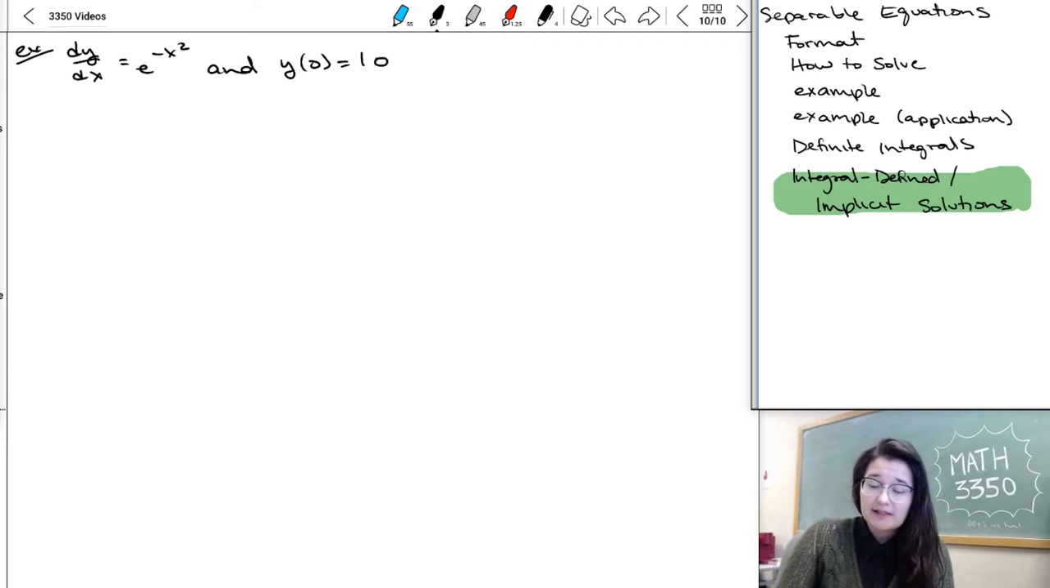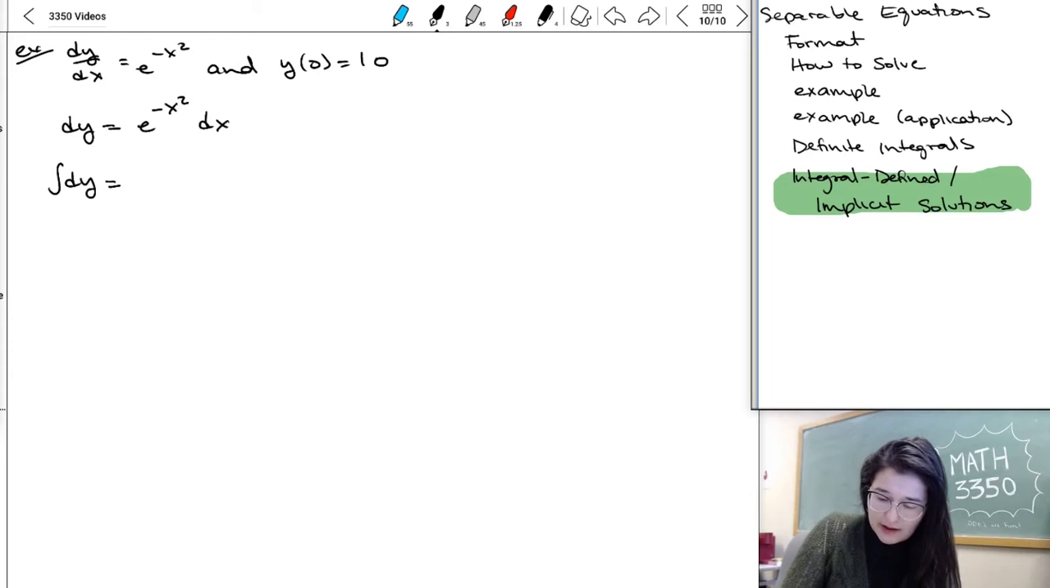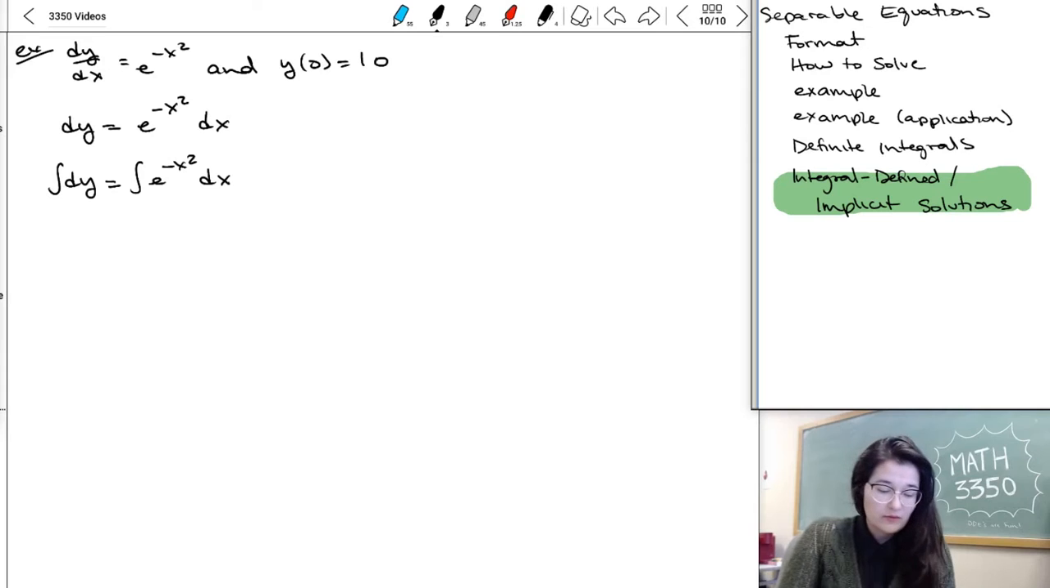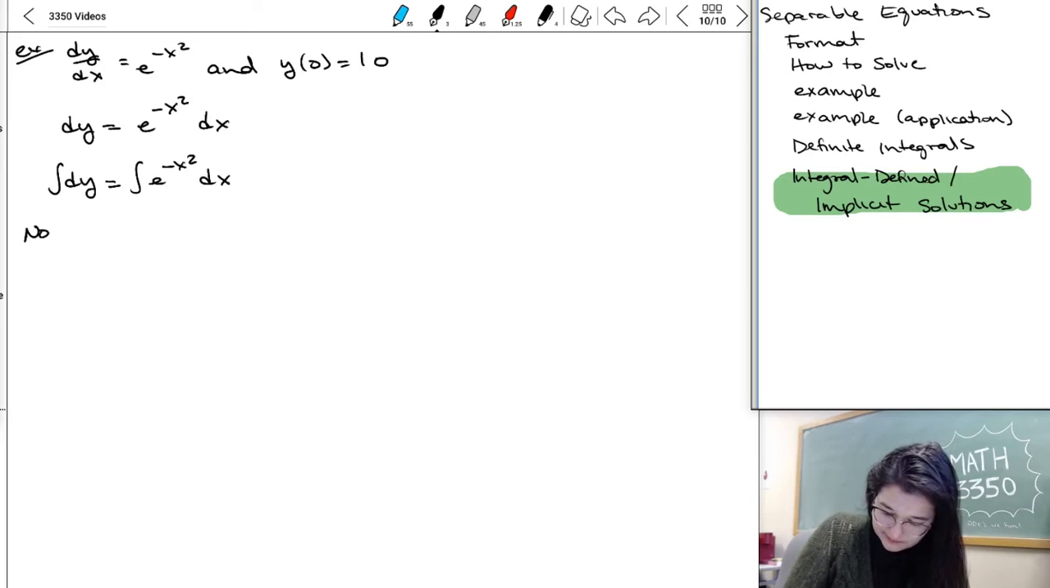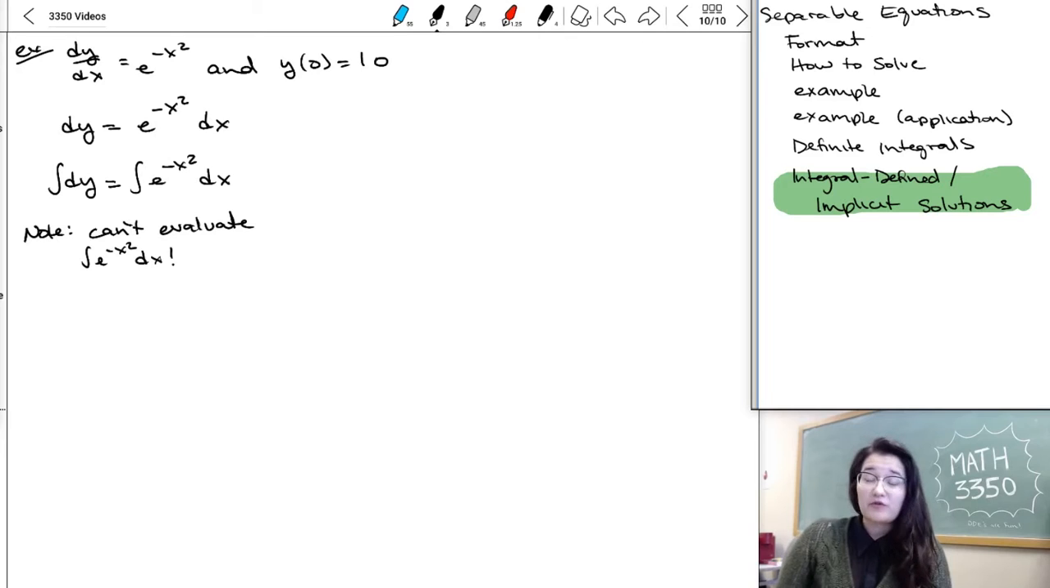10. So if we wanted to solve this as a separable equation, we would go ahead and rearrange that. We've got dy on one side, no y's to move over, is equal to e to minus x squared dx. And then we would go ahead and try to integrate this. So we've got integral dy is equal to integral e to minus x squared dx. And I could go ahead and solve that for y, but I'm going to run into the problem that I cannot evaluate the integral of e to minus x squared. So that's a problem for me.